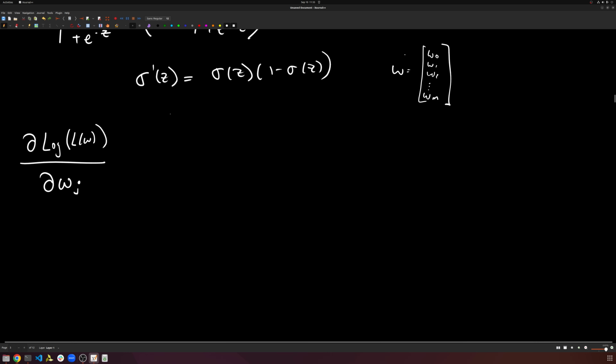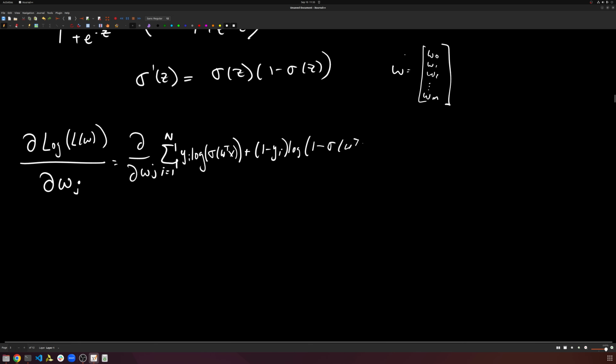Technically, if we're doing this, it should be a partial derivative, right? That's notation, but whatever. So this is going to be equal to the partial derivative with respect to wj of the function we had from before: sum for i equals 1 to n of yi log sigmoid of w transpose x, plus 1 minus yi times log of 1 minus sigmoid of w transpose x, right?